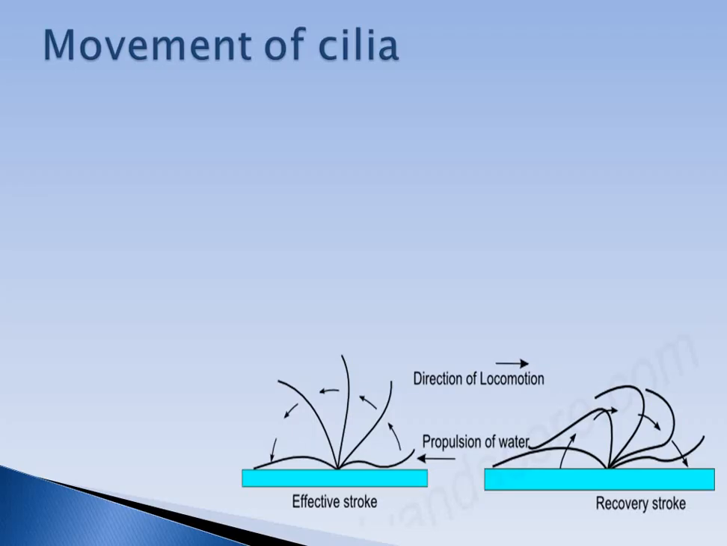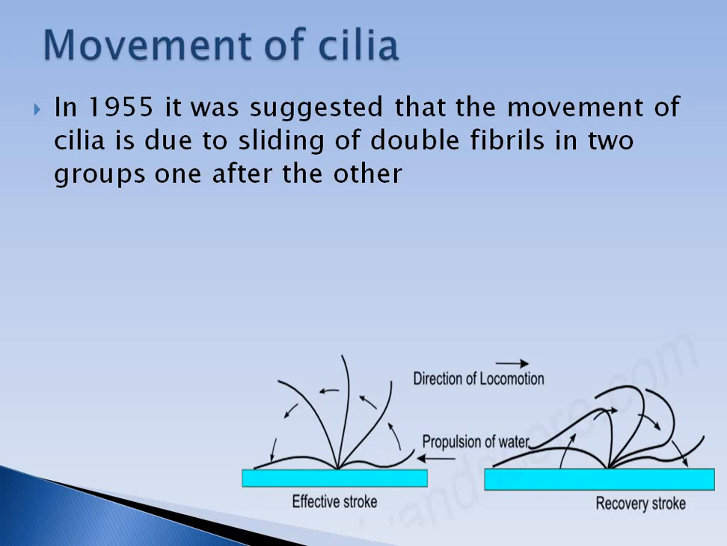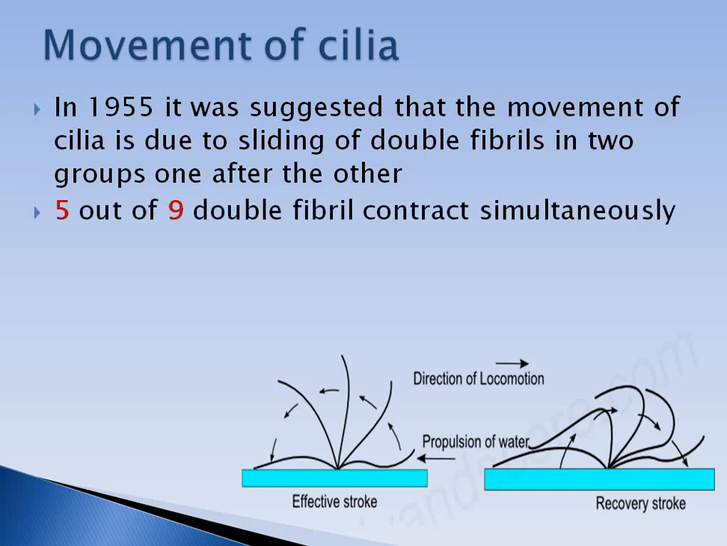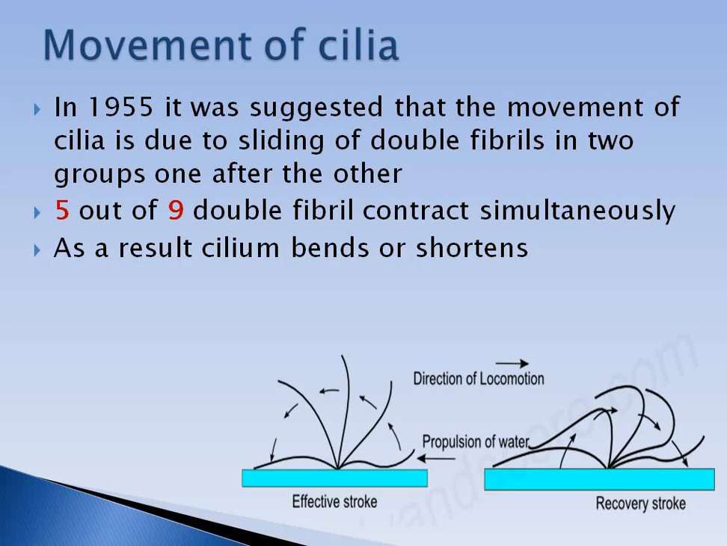Now the movement of cilia. In 1955, it was suggested that the movement or bending of cilia is due to the contraction of double fibrils in two groups, which contract one after the other. Out of 9 double fibrils present in the periphery, 5 contract at the same time, or simultaneously. So the cilium bends to that side where these 5 doublets are contracting.